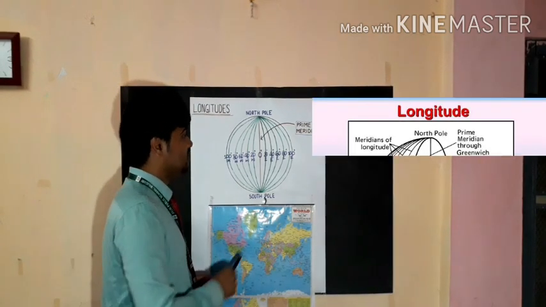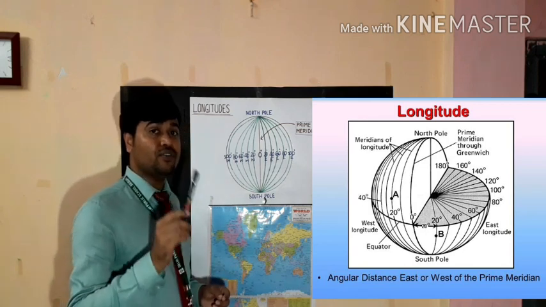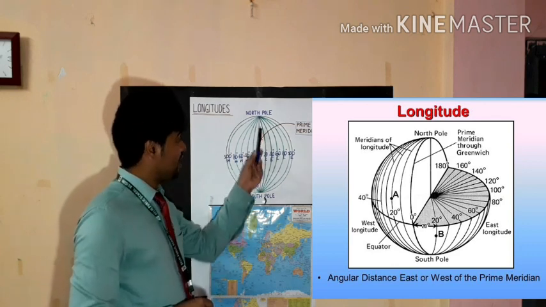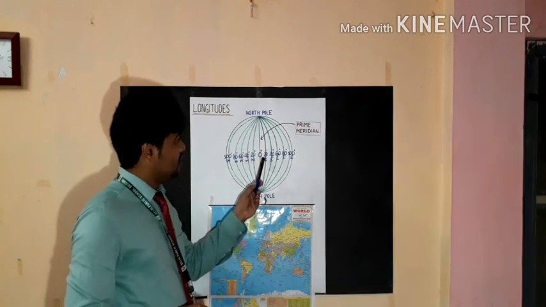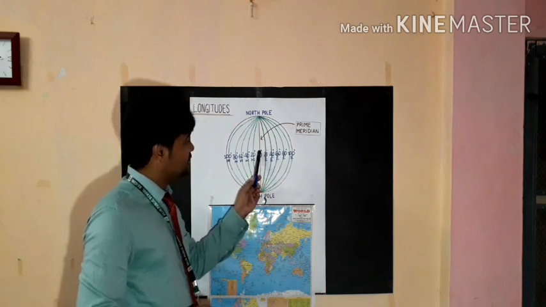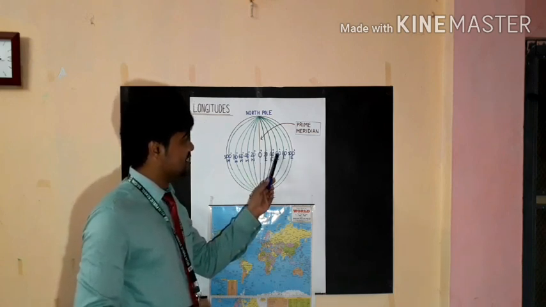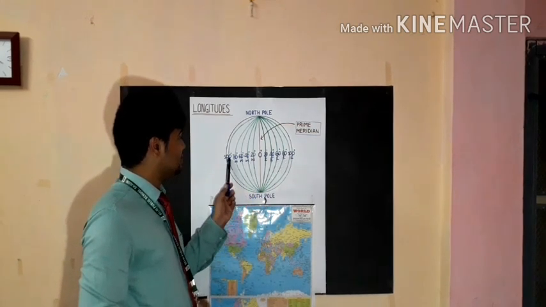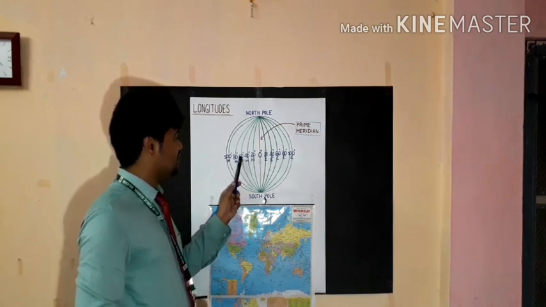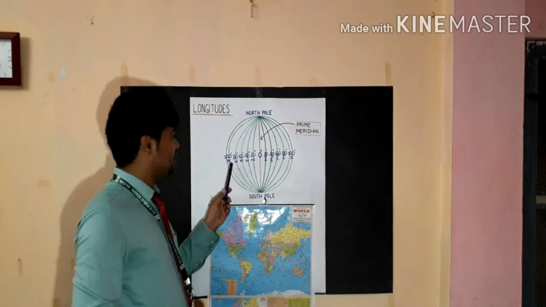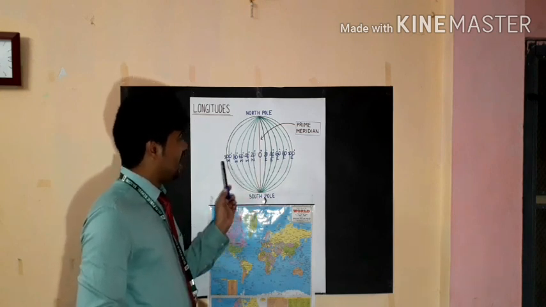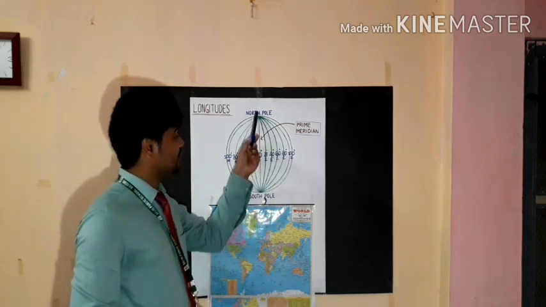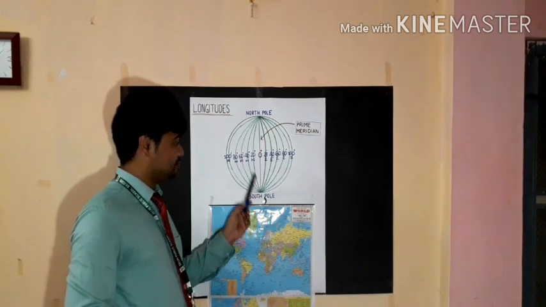Longitudes are actually the angular distance of any place east or west of the prime meridian. Here I have marked 0 degree, 20 degree, 40 degree, 60 degree, 80 degree, 100 degree east, and this side 20 degree, 40 degree, 60 degree, 80 degree and 100 degree west. So these are actually the angular distance of any place with respect to the prime meridian.